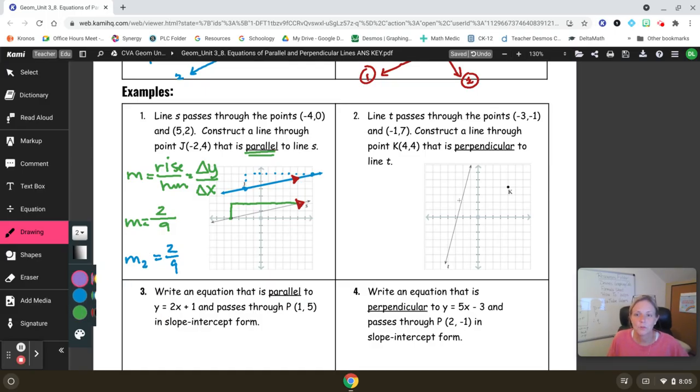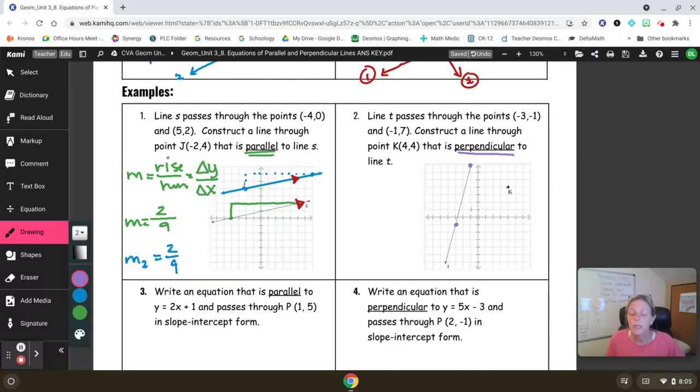Okay, let's look at the next one. This says line T passes through the points -3, -1, so this point here, and -1, 7 is this point up here. Construct a line through point K, which is 4, 4, that is perpendicular to line T.